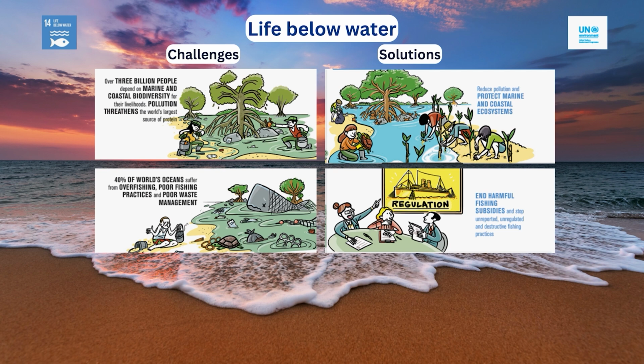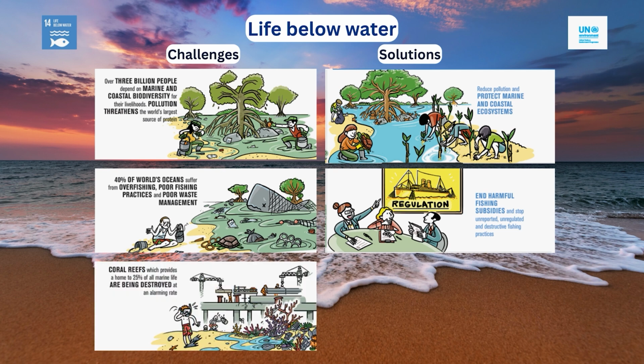There are a number of unreported, unregulated, and destructive fishing practices also. So we need to regulate as per the rules and norms of a country, or in the global context when we talk about the ocean. Again, one of the major challenges in front of us is coral reefs, which provide a home to 25% of all marine life. They are being destroyed due to a number of activities like ocean acidification, pollution, etc.